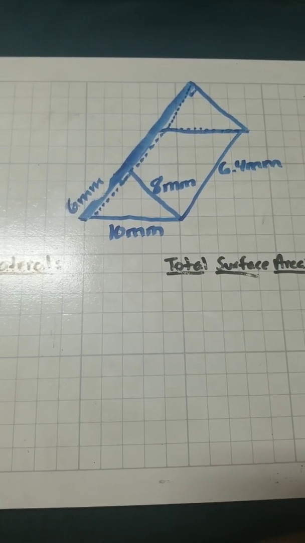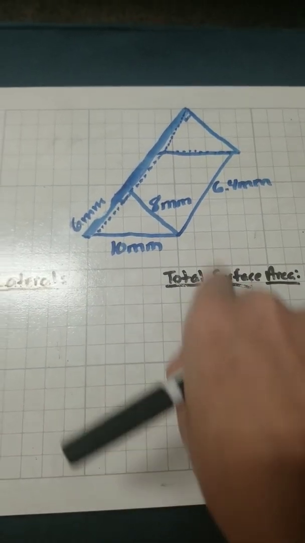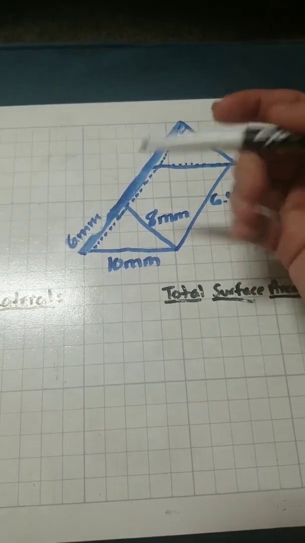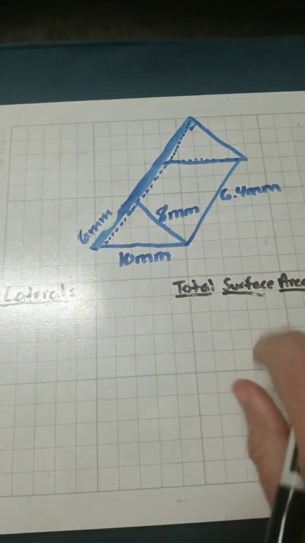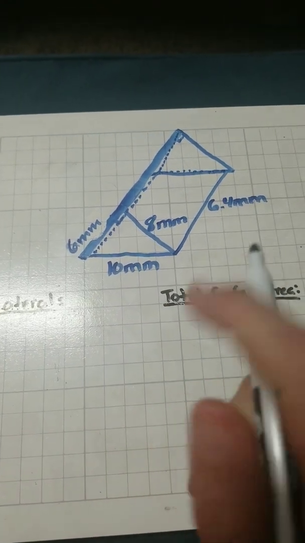Okay, so we're going to talk about lateral surface area and total surface area of a triangular prism. The first thing we're going to do is identify what all of our numbers mean, and then we're going to utilize two separate formulas, plug the numbers in, and work them out.